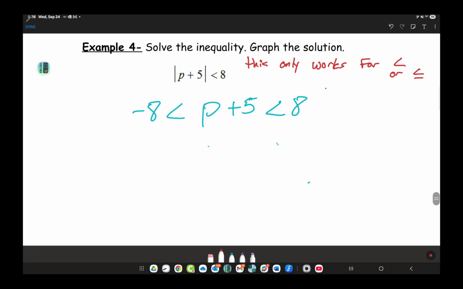Now, what do I do to solve? Subtract 5, subtract 5 on all 3 sides. Negative 13 less than p less than 8. The really nice thing about these is that they will either both be open or both be closed. Right.